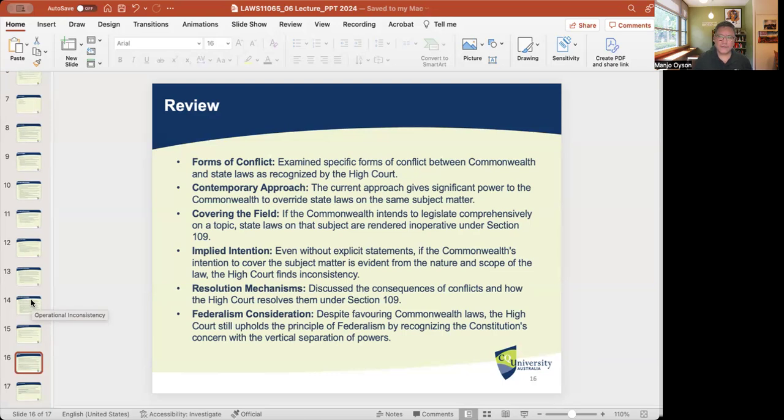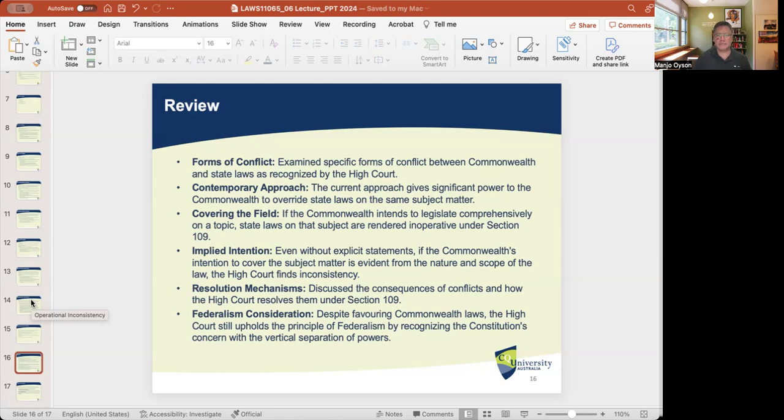And if it is evident that the Commonwealth intended to cover the same subject matter, even if it's not explicit, it's possible to see that there is an implied intent on the part of the Commonwealth Parliament to cover the field. And in that case, it would also mean that the High Court is likely to find any inconsistent law passed by a state to be invalid.